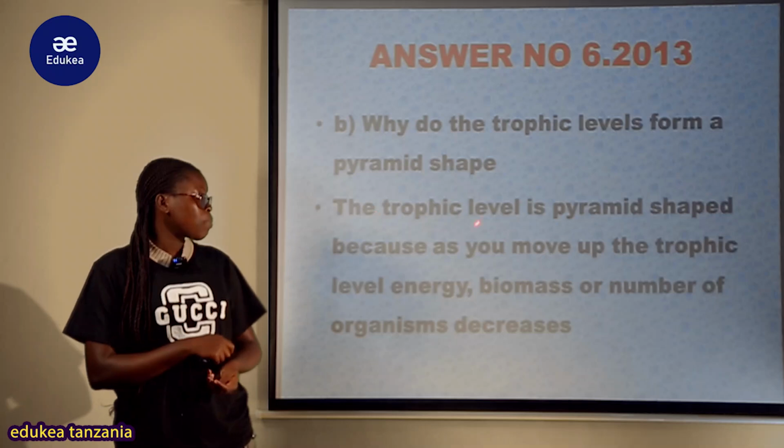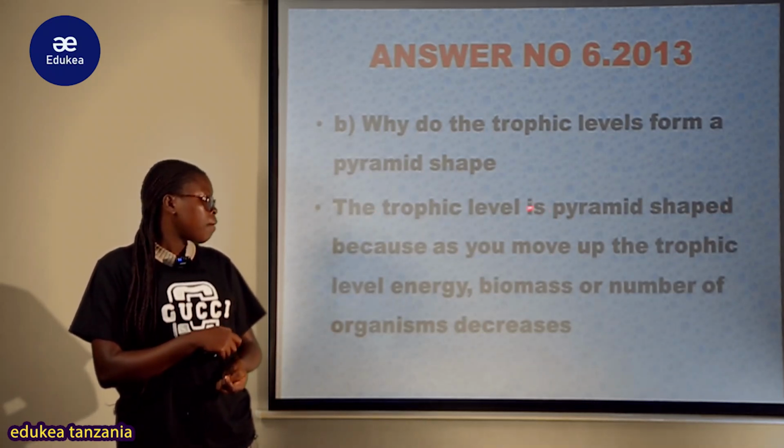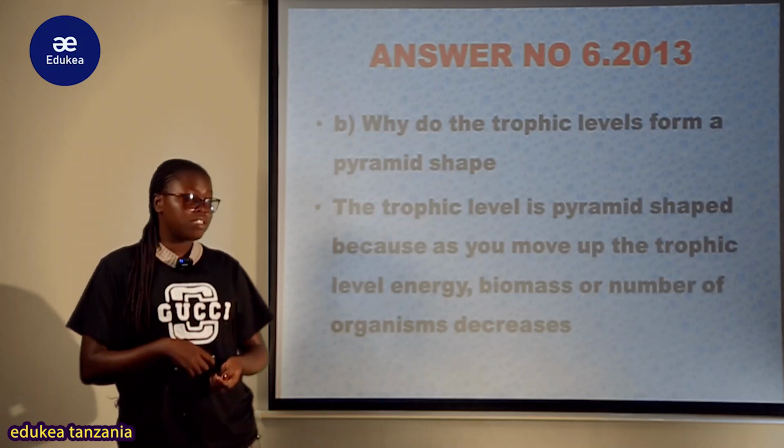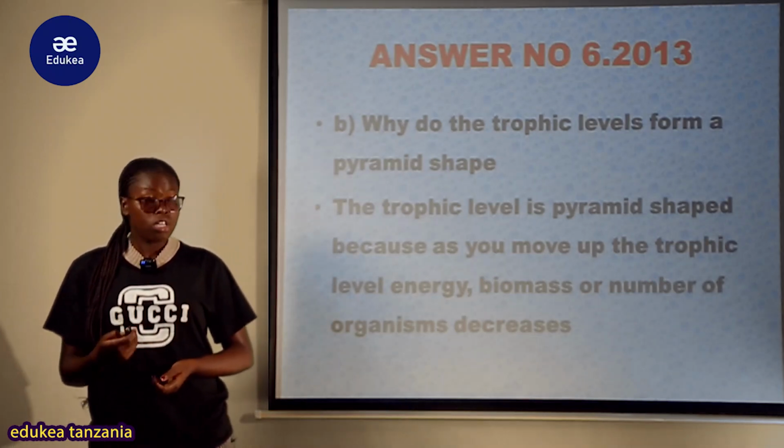Roman B says the trophic level is pyramid shaped because as you move up the trophic levels, energy, biomass or number of organisms tend to decrease. That is why it forms a pyramidal shape.